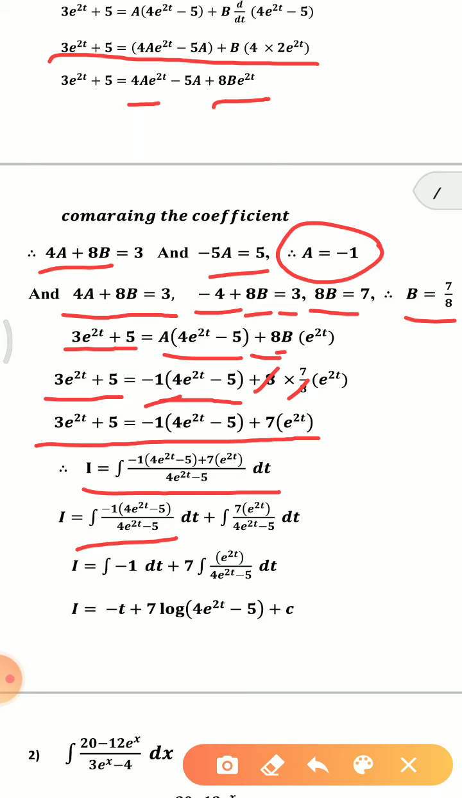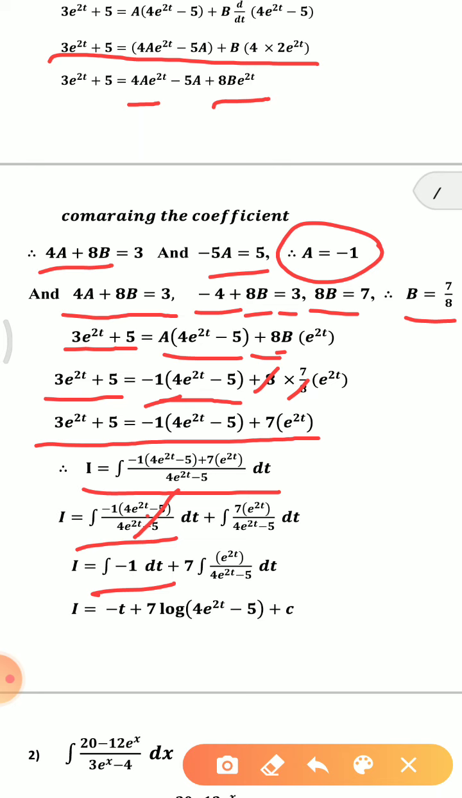Here 4e^(2t) − 5 and 4e^(2t) − 5 get cancelled, so the remaining integral is −1 dt. Here 7 is a constant outside the integral: 7 times the integral of e^(2t) upon 4e^(2t) − 5.